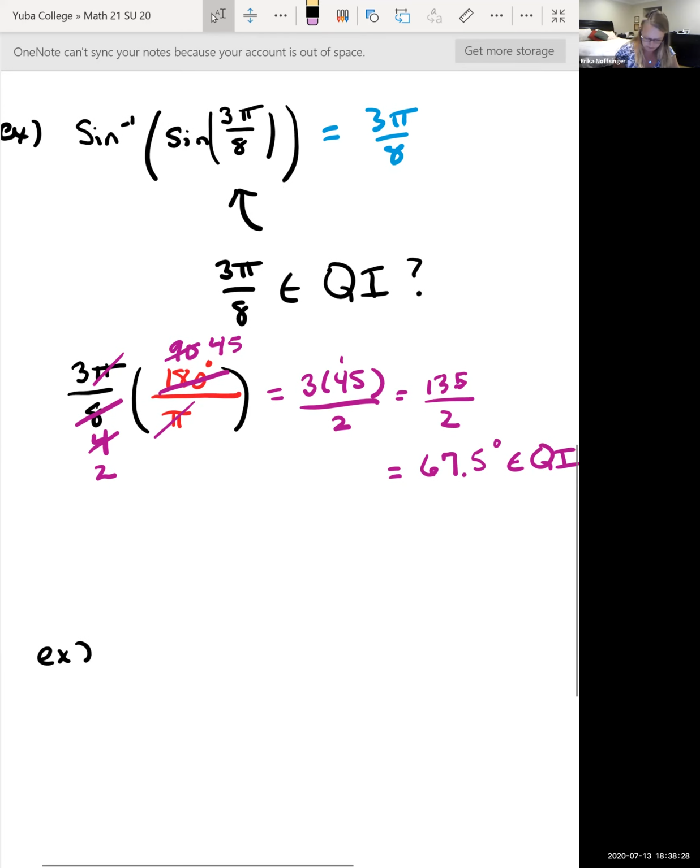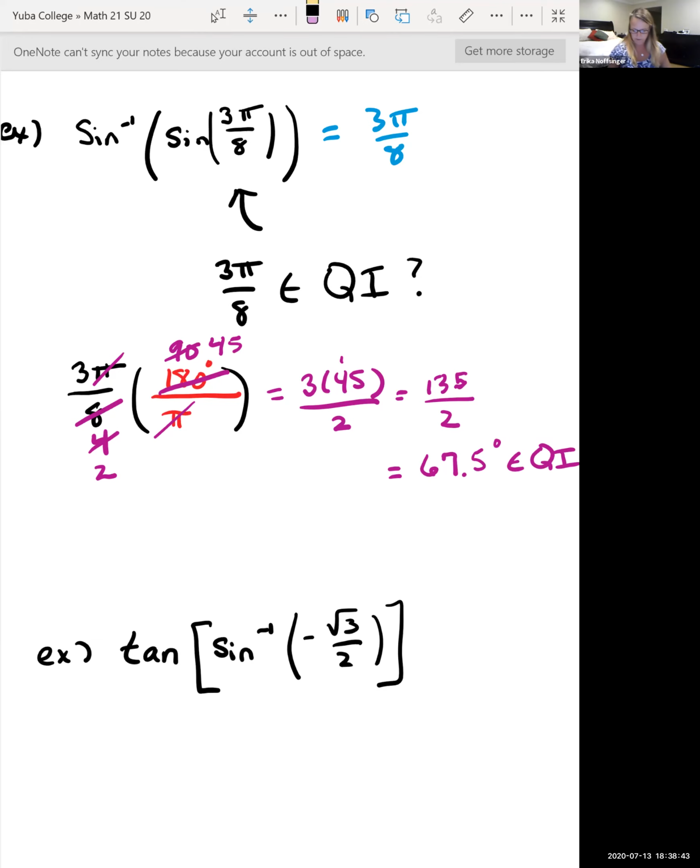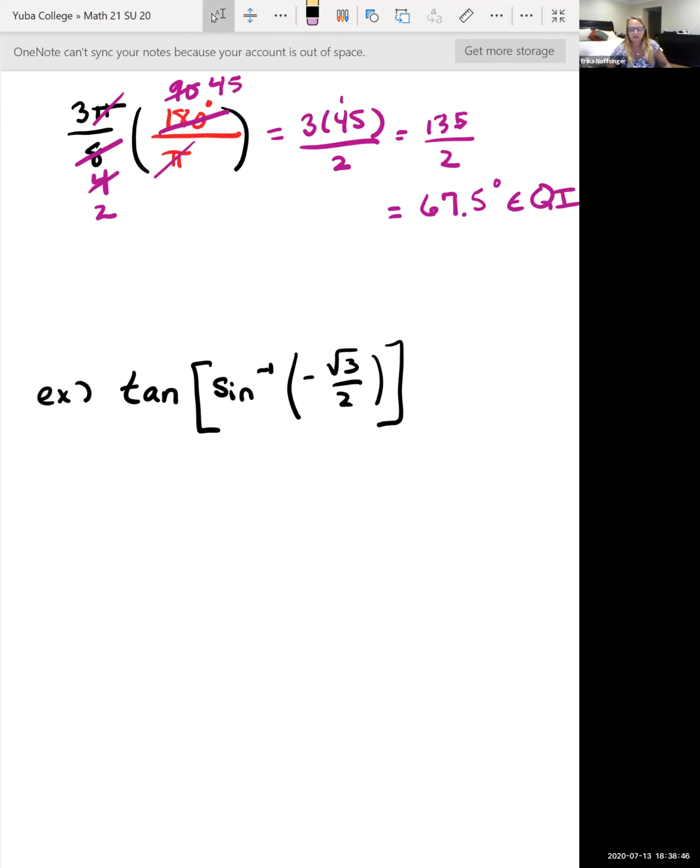How about this one? Tangent of sine inverse of negative √3/2. So theta, for sine inverse, getting back a negative, has to be in quadrant 4. So theta has to be between, but we're going to write it between -π/2 and 0.